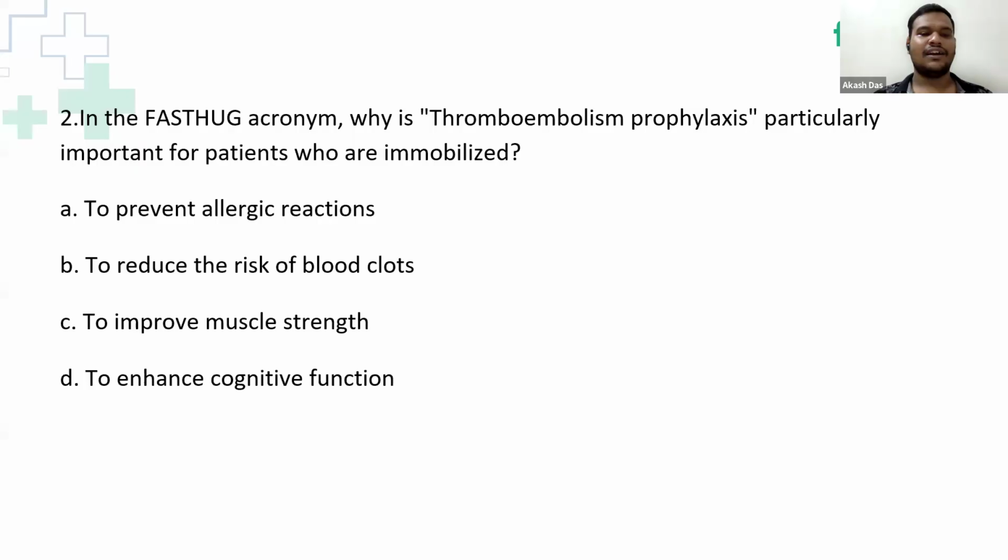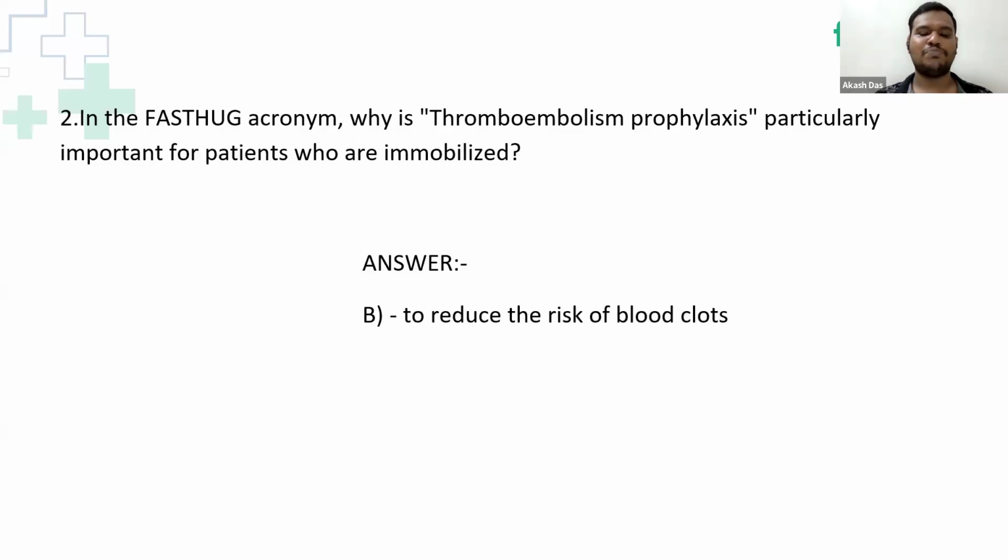So next, in the FASTHUG acronym, why is thromboembolism prophylaxis particularly important for patients who are immobilized? A, to prevent allergic reactions, B, to reduce the risk of blood clots, C, to improve muscle strength, or D, to enhance cognitive function. Okay, which one is it? As we all know, the answer is B, to reduce the risk of blood clots.